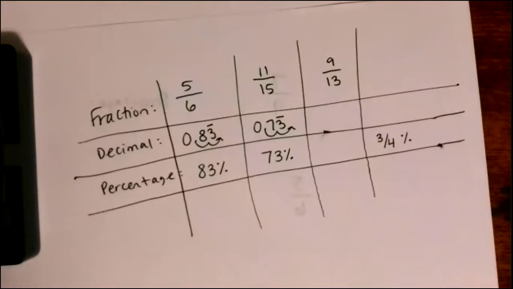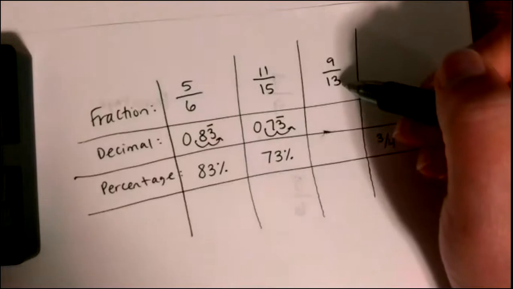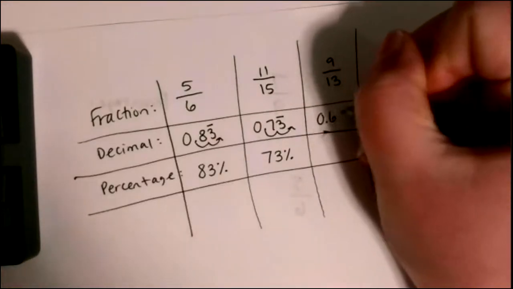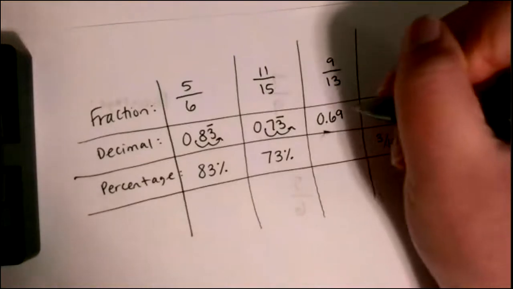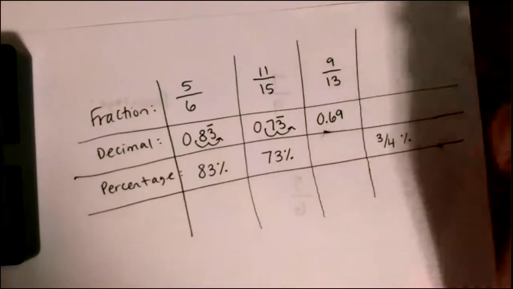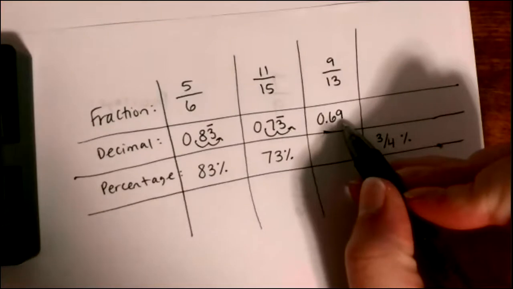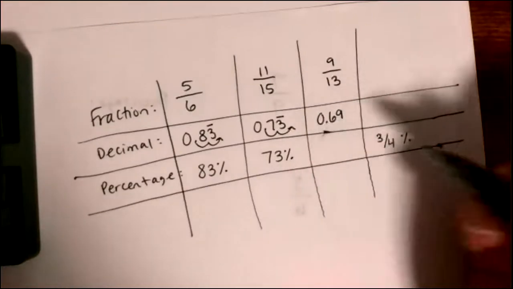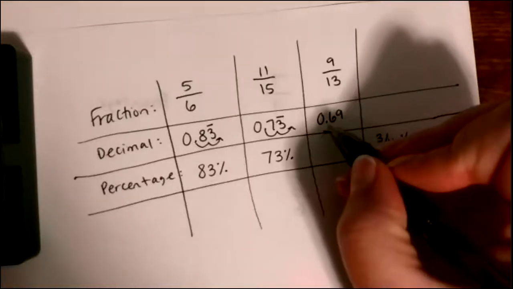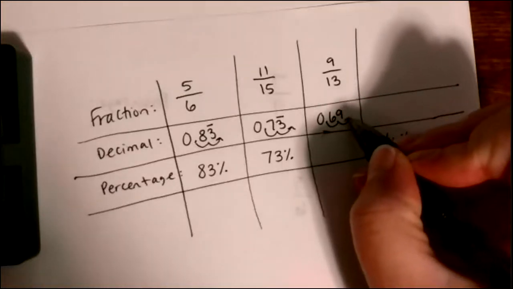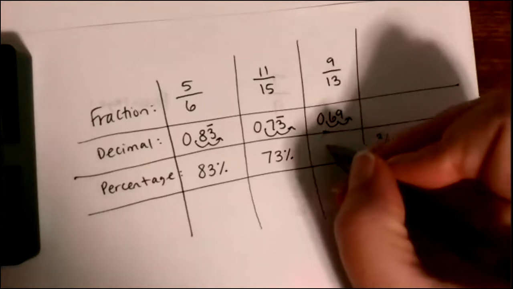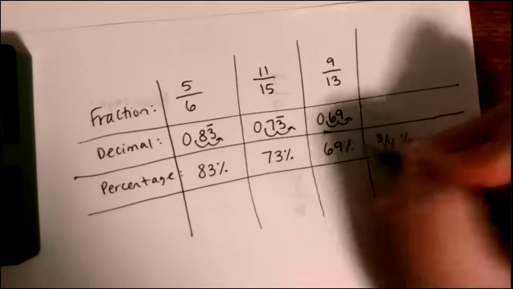And this last one here, 9/13. So 9 divided by 13 would give us 0.6923. It just keeps going on, so I'm going to round to the nearest hundredth, 0.69. Now to change that into a percentage, multiply by 100, or just move our decimal 2 places to the right. So that gives us 69%.